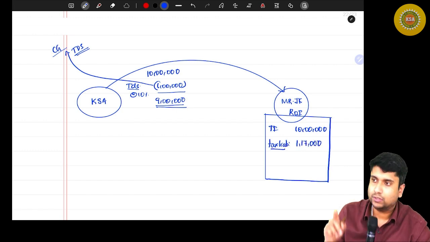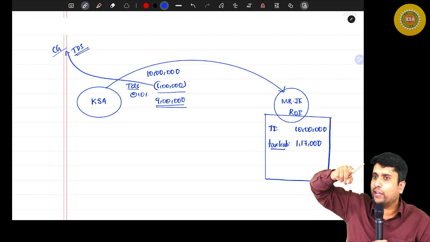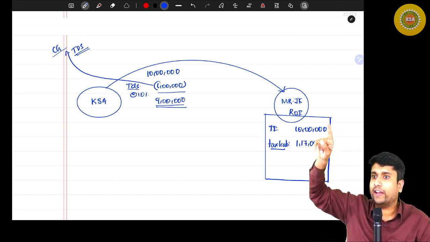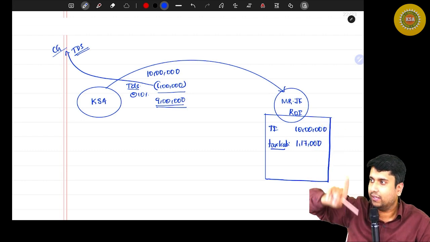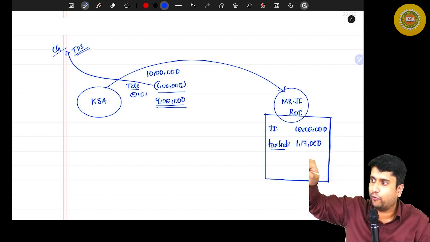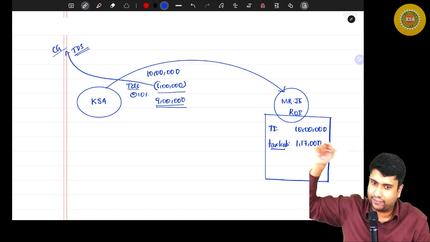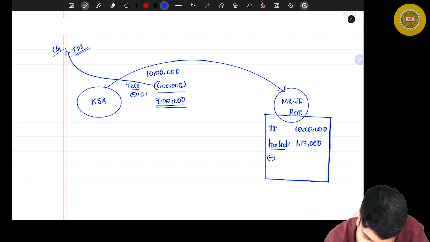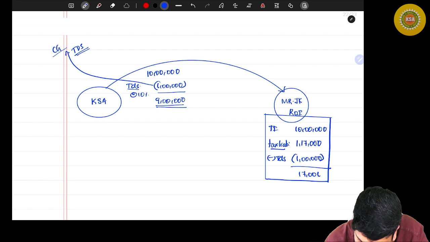Up to 2.5 lakh nil, 2.5 to 5, 5% means 12,500. 5 to 10, 5 lakhs into 20% means 1 lakh. 1 lakh 12,500 plus 4% cess will be 1,17,000. From this 1,17,000, Mr. JK can claim credit for the TDS that he has already suffered, and he is supposed to pay the remaining 17,000 only as the net tax payable.